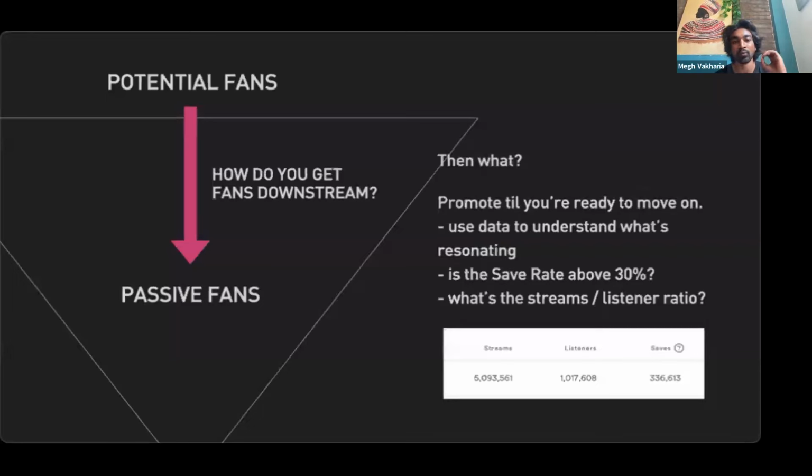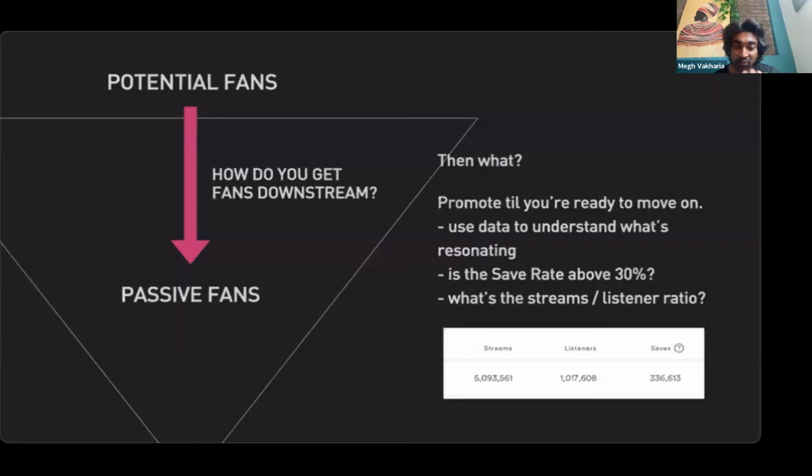What's the save rate of a song, which is, in the last 28 days, how many saves divided by listeners does it have? And what's the streams per listener ratio for the song? You see it at the bottom. Those are examples from the Suicide Boys, if you know them, one of the biggest independent artists in the world. We work very closely with their team, but they're crazy because they do millions of streams in a month, billions every few months, and their percentages are nuts.